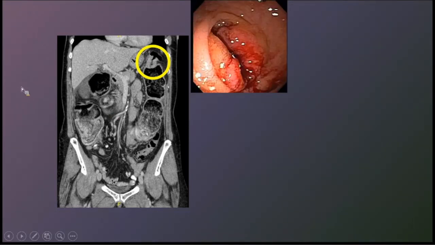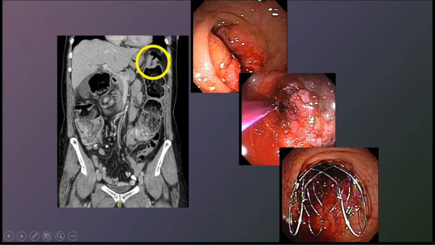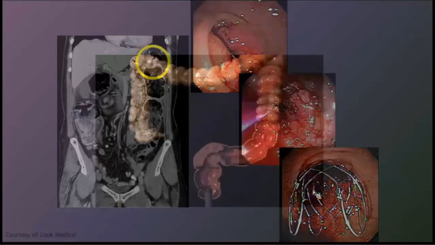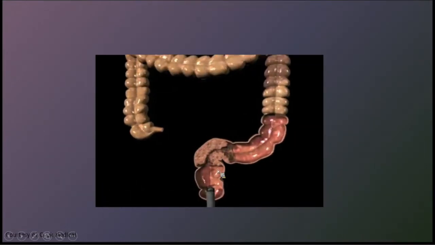So the surgeons called us to go ahead and place a stent. And so what we did is we go down and you can see the tumor there. And then again, the similar catheter, and here is the stent that's nice and open now. Here's an animation of what stent placement looks like, and this is true for any of these.